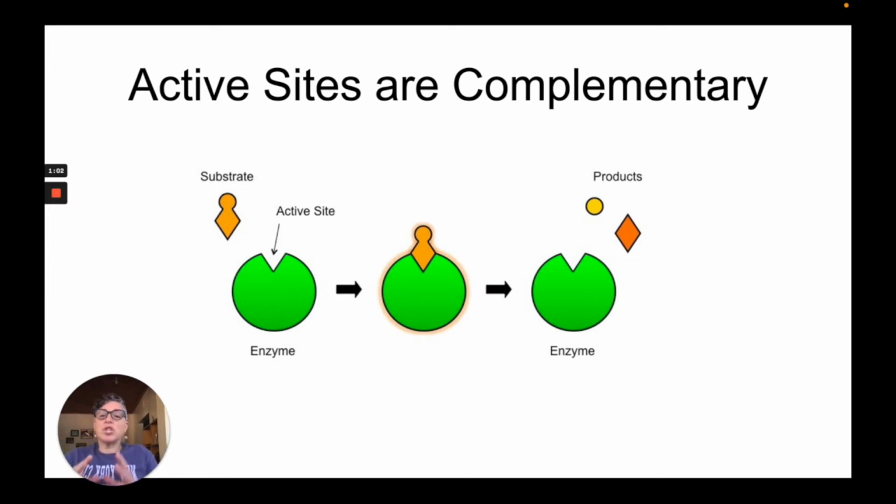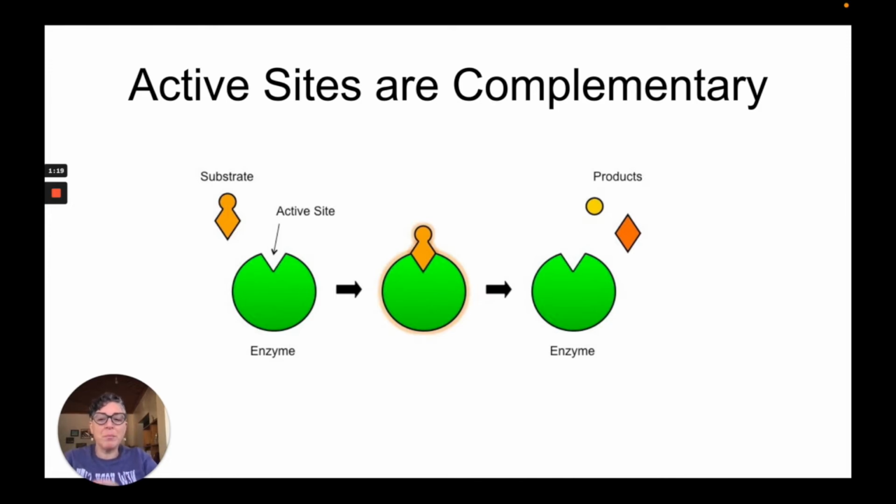So the shape of the substrate must fit perfectly into the active site in order to form the enzyme substrate complex, thereby allowing the chemical reaction to occur, and then the products can form and be released from the enzyme. So we've covered this.